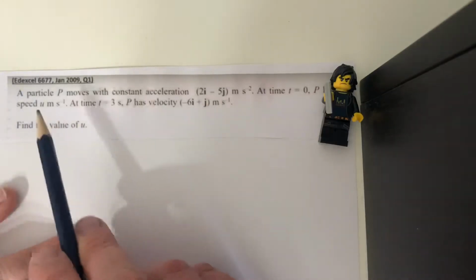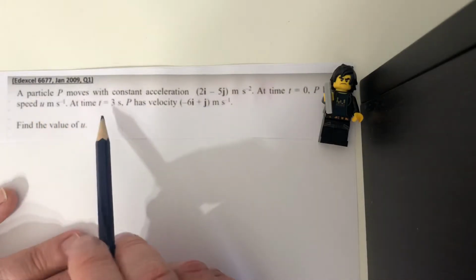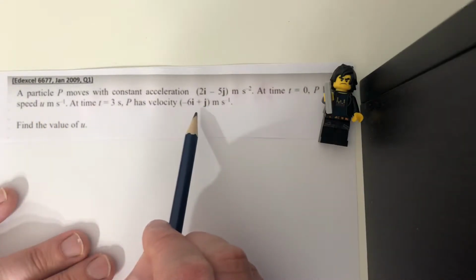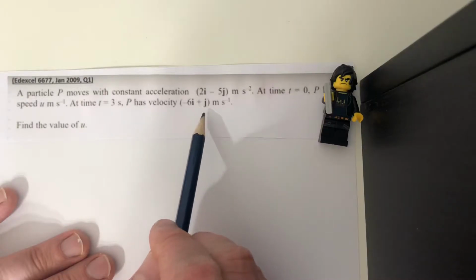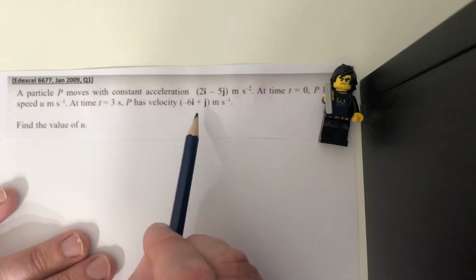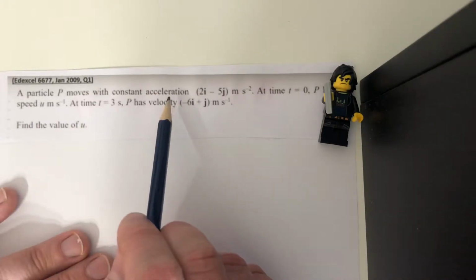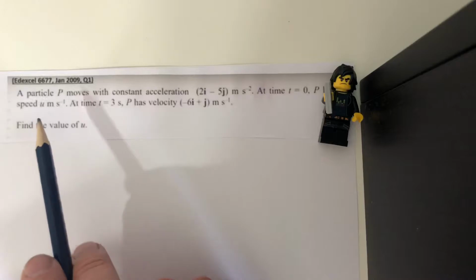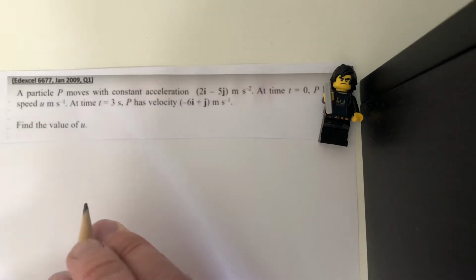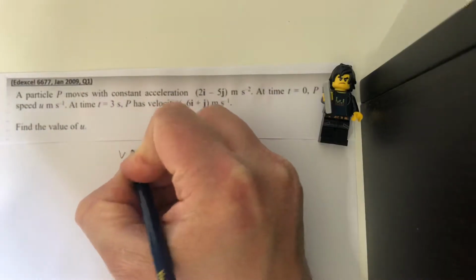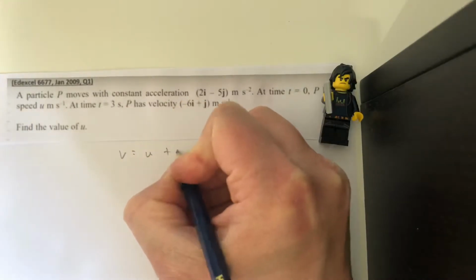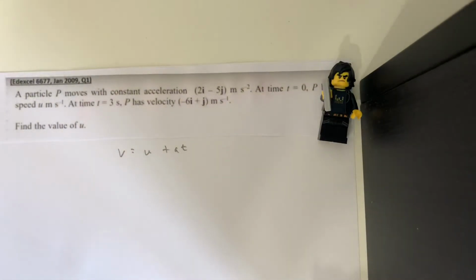Time t is 0, it starts at u, fair enough. After 3 seconds though, it's got velocity minus 6i plus j. So we need to think about what we've got in terms of information. V is being mentioned, A, T and U. So V, U, A and T would suggest that we're going to be dealing with v equals u plus at, which indeed we are. That's how we write that down though.